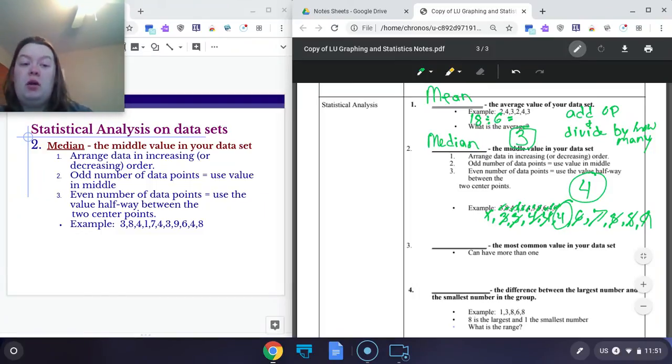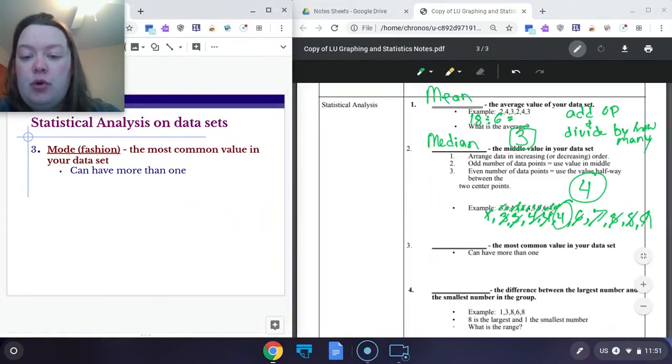However, that brings you to a problem. Sometimes when you're doing this, if I had 1 more number in this set, I would have been left with 2 in the middle, and I wouldn't have had 1 perfectly in the middle. If you are left with 2 in the middle, you're just going to average them out. You're going to add them up and divide by 2, and then that will be your median. Okay?